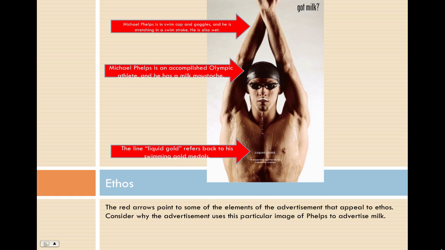Notice Michael Phelps is also an accomplished Olympic athlete, and he has a milk mustache. So the milk mustache is intended to suggest or make it look like he drinks milk. And notice they chose Michael Phelps. Of course, he's a famous Olympic swimmer. And then there's actually a little bit of text at the bottom of the ad. It's a little bit hard to see, but the top line says liquid gold, and this refers back to his swimming gold medal. So again, we're associating milk with Michael Phelps and with his reputation as a world-class athlete.